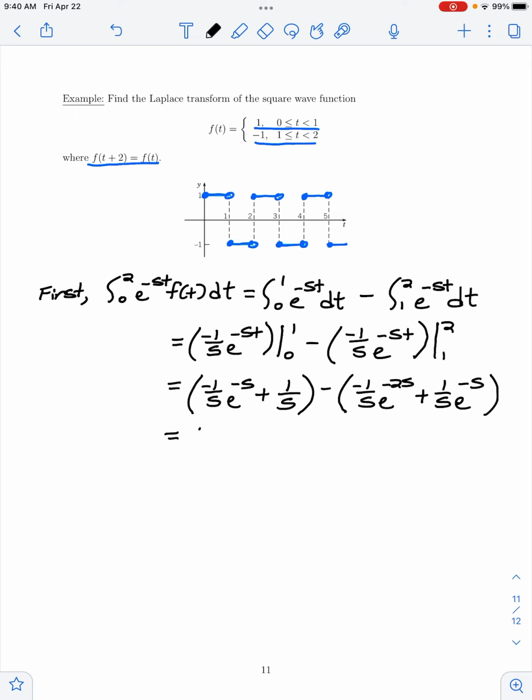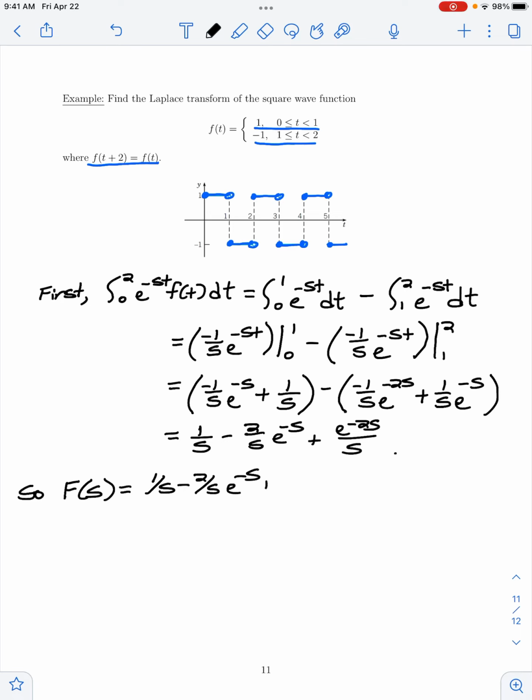Or combining like terms, I'm left with a total of 1 over s minus 2 over s e to the negative s plus e to the negative 2s over s. So for my Laplace transform of this function, which I'll denote as capital F of s, we take the expression that we just found, and I divide through by 1 minus e to the negative s times capital T. And since this function was periodic of period 2, we have e to the negative 2s.